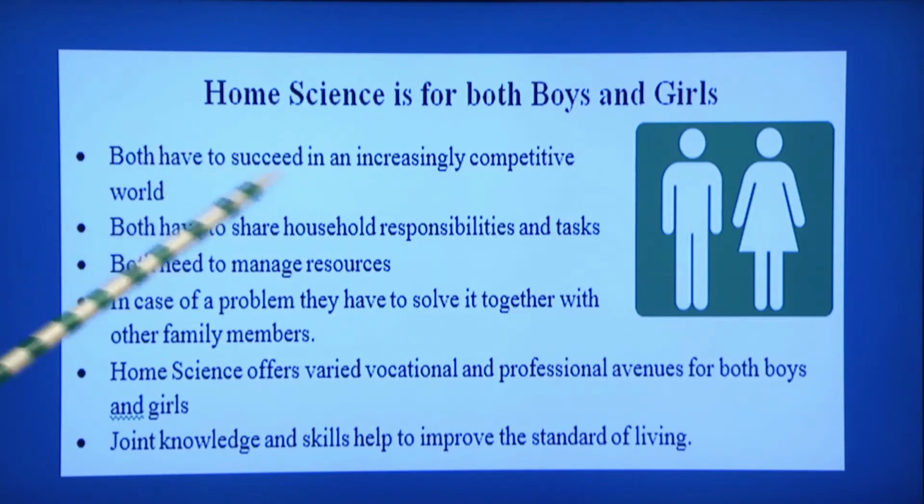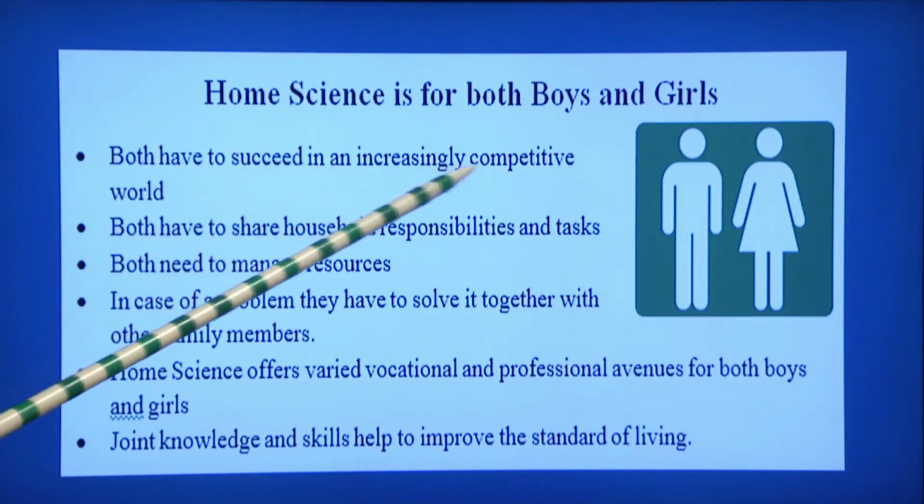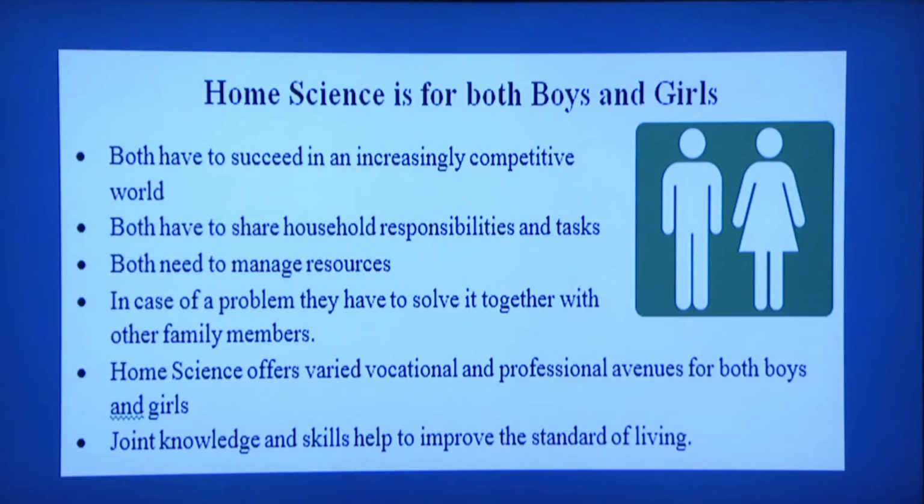Because both have to succeed in an increasingly competitive world. Both have to share household responsibilities and tasks. Both need to manage the resources. In case of a problem, they need to solve it together and with other family members. Home science offers varied vocational and professional avenues for both boys and girls. So, joint knowledge and skill help to improve the standard of living.